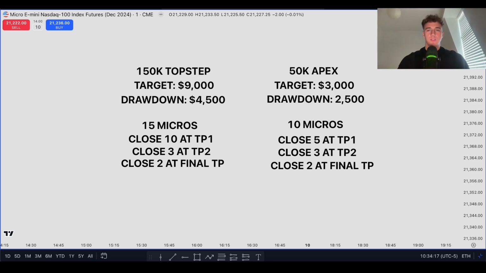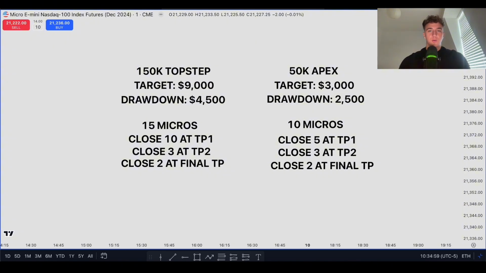Now, let's say you take a loss. I want you to half your position size. If you're trading 10 micros with Apex, go down to 5 and stay at 5 until you have your next win. Now with TopStep, 150K account, you're going to half it twice. So if you take a loss with 15 micros, you're going to go down to 10. If you take a loss with 10 micros, you're going to go down to 5. You're going to stay at 5 until you get your next win. Then you go back up to 10, you go back up to 15. So those are the two risk management plans for either Apex or TopStep.